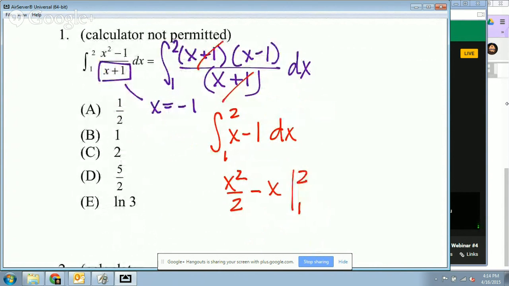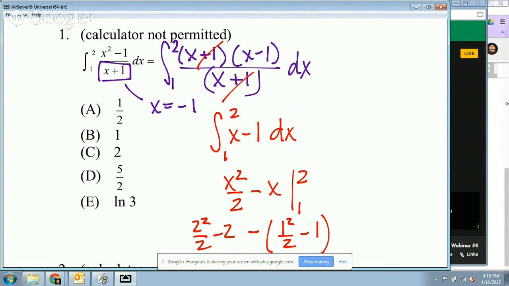And yes, AP is going to expect you to do some of these calculations in your head. It doesn't have to be super pretty. You just have to be able to figure out which value it is. So I've got 2 squared over 2 minus 2, minus the quantity 1 squared over 2 minus 1. Make sure you're careful with your parentheses. If I don't remember the parentheses for the second half, I'm going to have a big error. So make sure you're very careful about that.